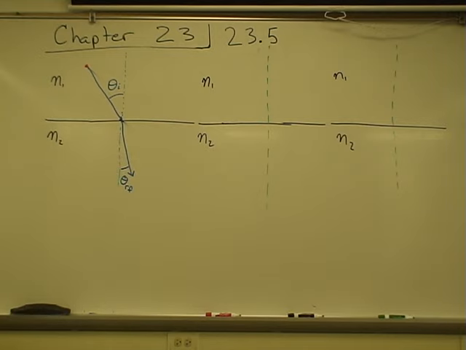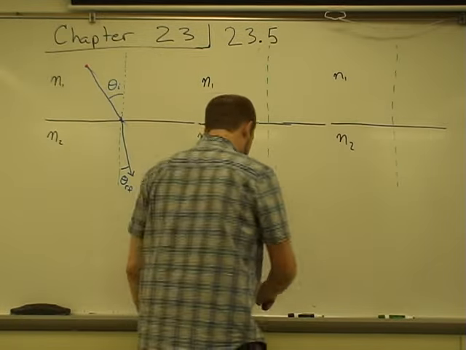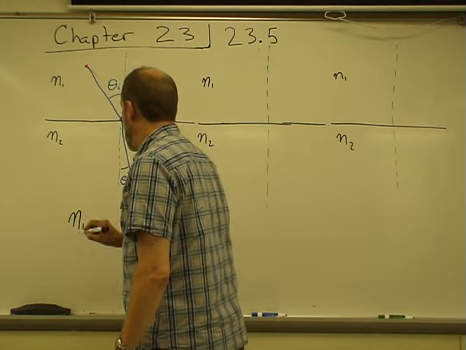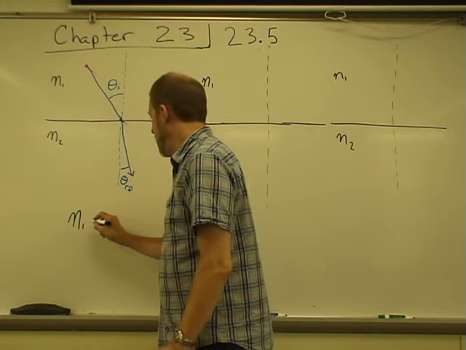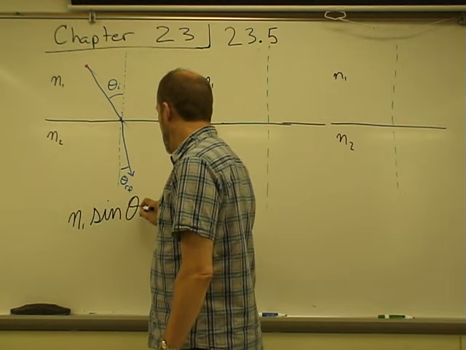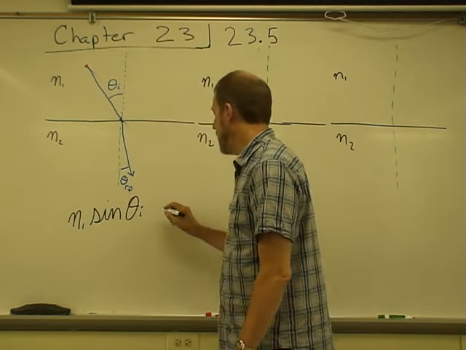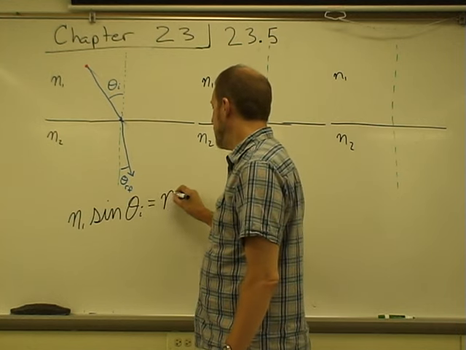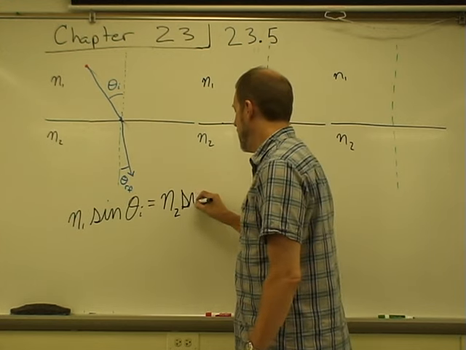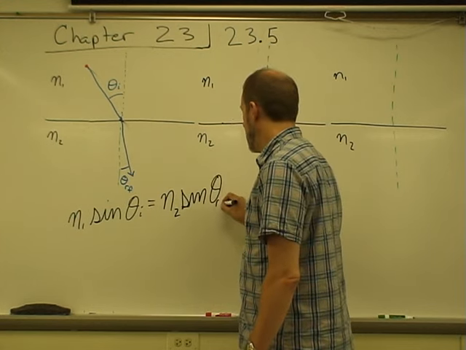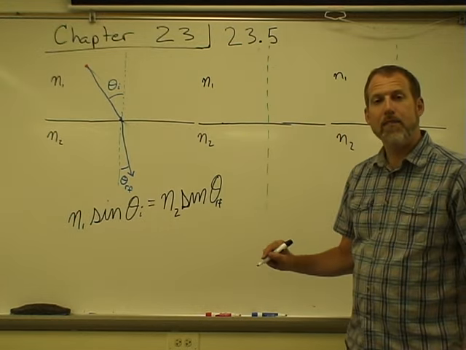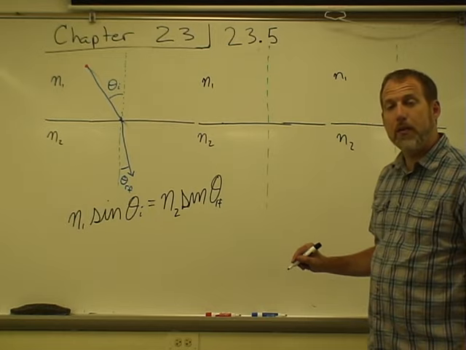Happily, this breaks down to a really easy relation where the index of refraction of material 1 times the sine of the angle of incidence is equal to the index of refraction of the second material times the sine of the angle of refraction. This is known as Snell's law. And it's actually quite a straightforward relationship.